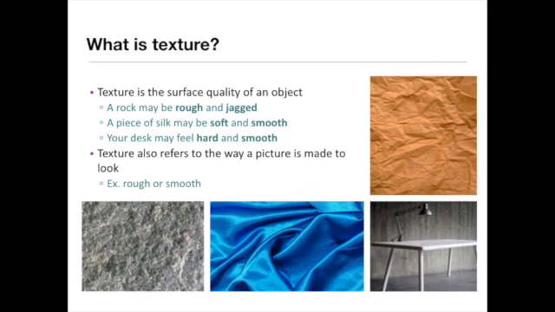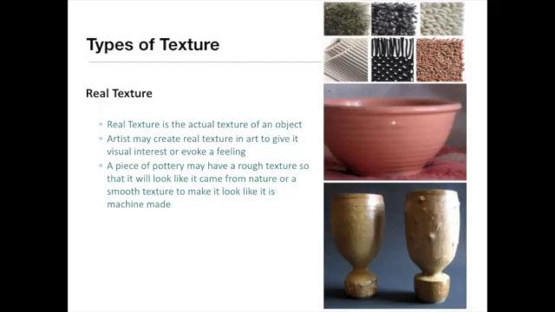Texture also refers to the way a picture is made to look. So it's not just about the tactile surface, but it's also how we visually process and make assumptions about the surface texture using our eyes. All right, and this is going to be the main difference between actual and implied. So let's get started. Real textures.